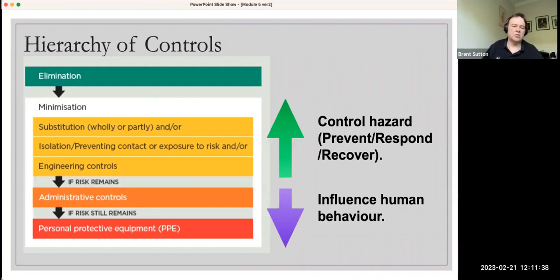But those other controls, those things we were trying to administrate or we're trying to provide PPE, those things are really about trying to influence human behavior. They don't control the hazard, they're trying to influence the human's interaction with that hazard. Or, as I would say, they're trying to influence the hazardous situations that arise when workers are having to do their normal work on that machine.